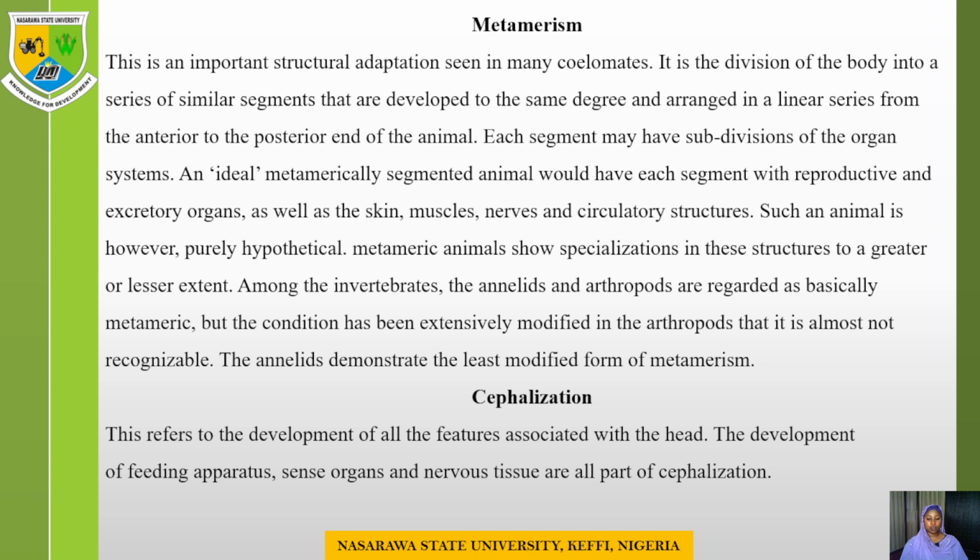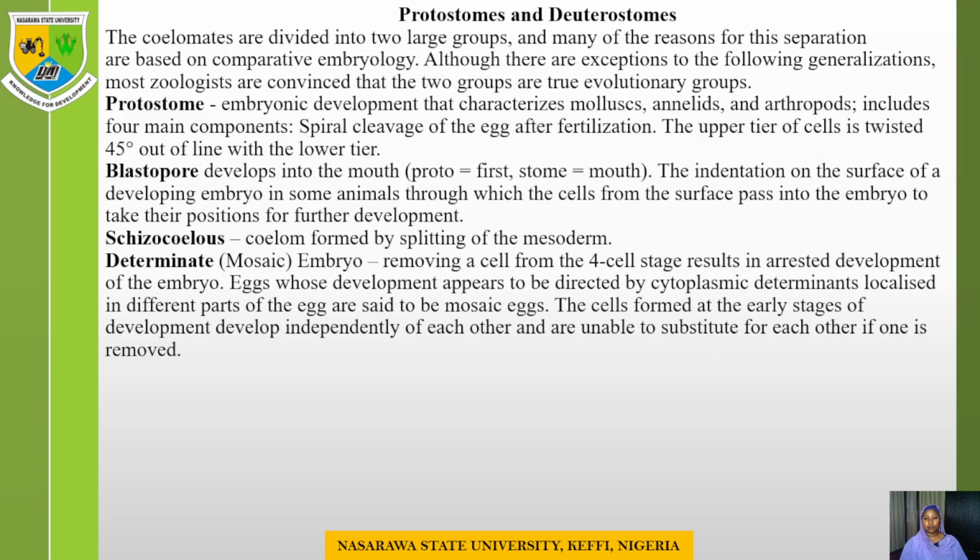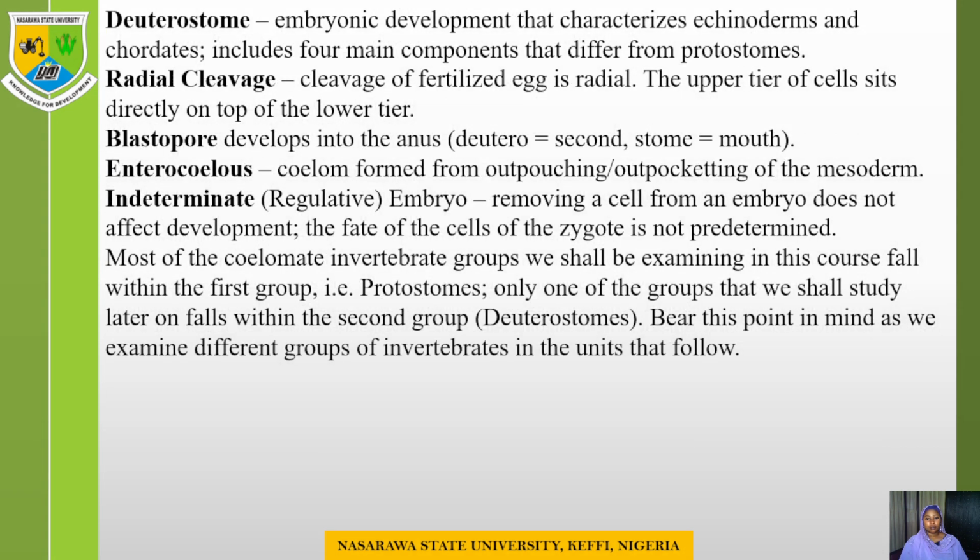Cephalization refers to the development of all features associated with the head. It also includes the development of feeding apparatus, sense organs, nervous system, and so on. The protostomes and the deuterostomes. The protostomes are animals that first develop their head in the embryonic stage, while the deuterostomes are animals, characteristic of echinoderms and chordates, that develop their anus before the head.